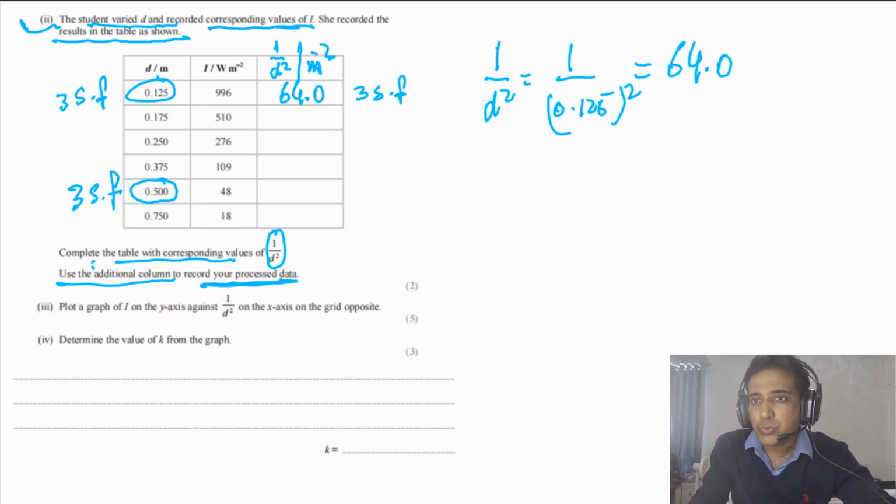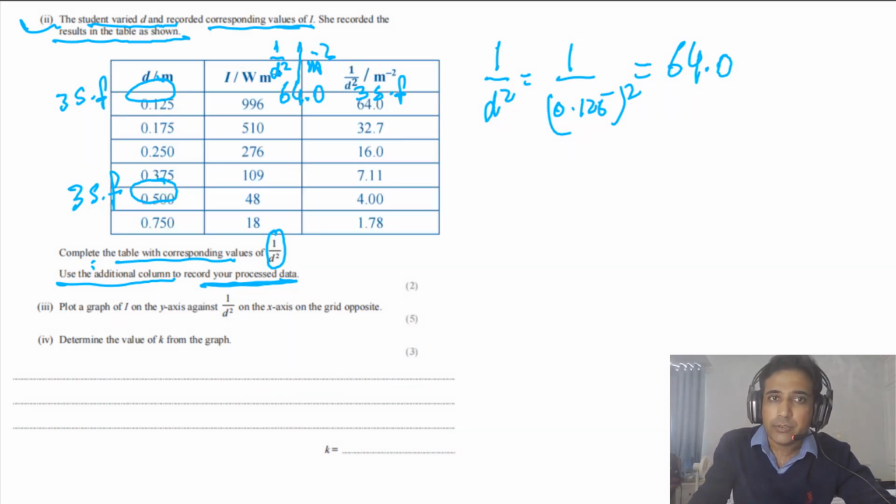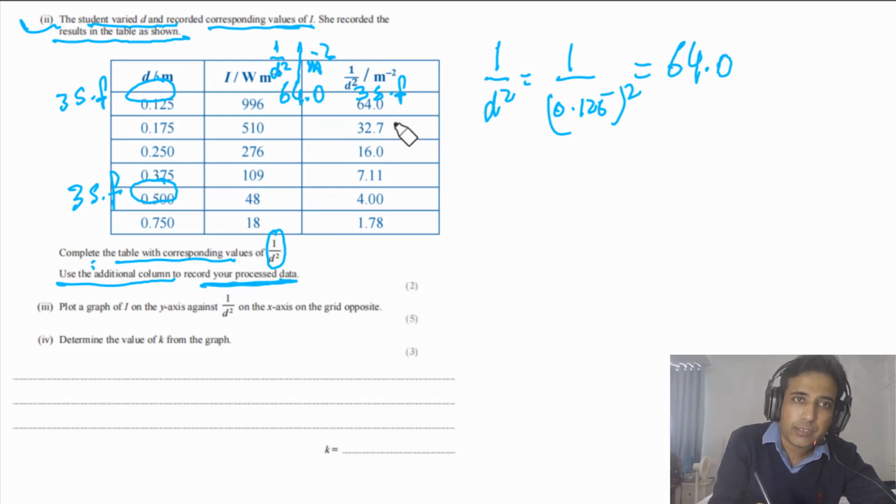Now let me show you the final table. This is how your table should look. So these are the final values. If you have done this, you have completed this column and also this heading, you will get 2 marks.